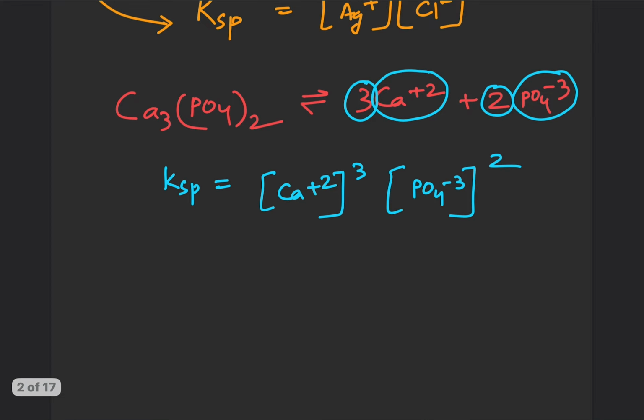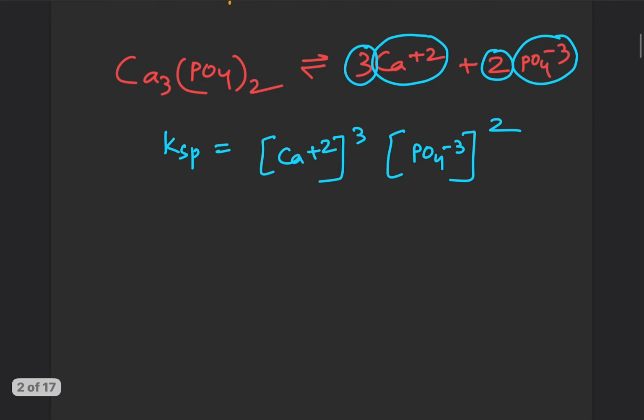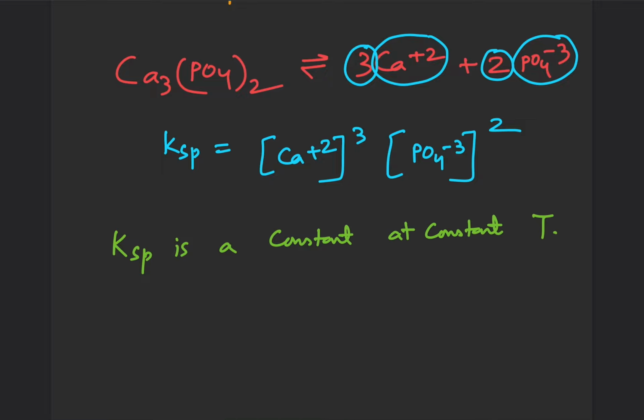And one more important point that you should remember is the solubility product of a salt, that is KSP, is a constant at constant temperature. Very important. Now let's talk about solubility.